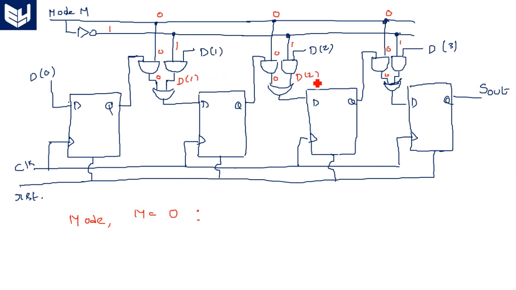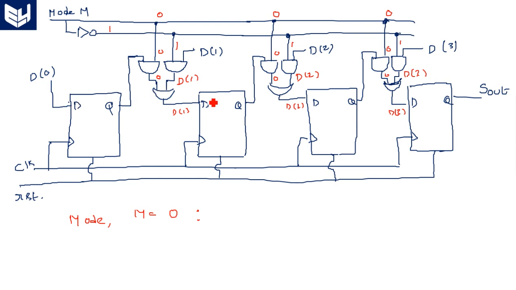Again, here also it is D of 2, and here it is D of 3, and then D of 1. The OR gate output is the same. Whatever D of 1, D of 2, D of 3 is connected, the same will be the output. So, the same outputs are coming.